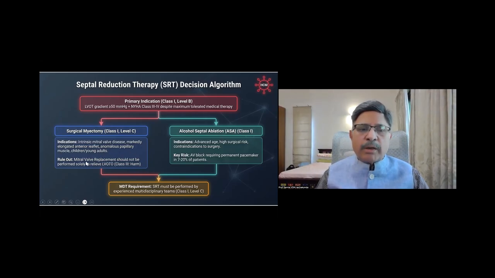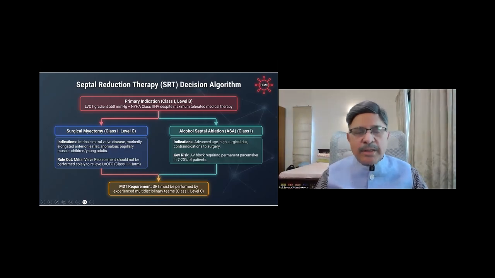Rule out: mitral valve replacement should not be performed solely to relieve LVOT obstruction. Simply because there is an LVOT gradient, you should not do the procedure. There must be symptomatic NYHA 3 or 4 and the pressure gradient should be more than 50. Despite maximal medical treatment, if the patient has not improved, then only surgery will be considered.